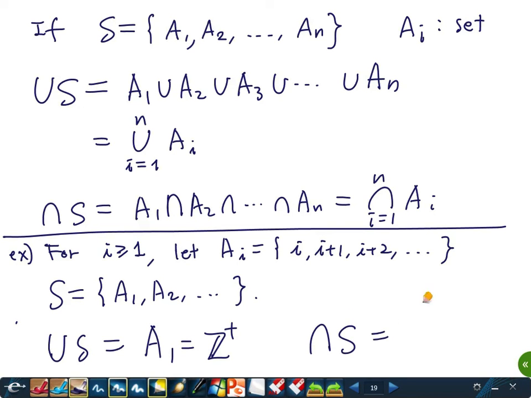What is the intersection of S? Think about this for 15 seconds. And then we can vote after 15 seconds. Or 10 seconds now.